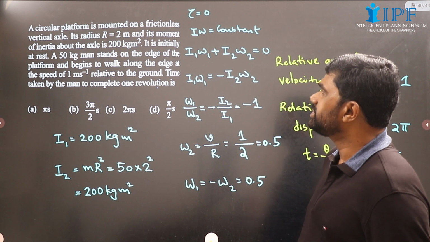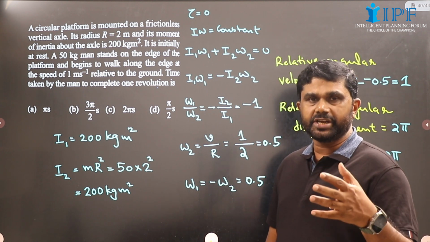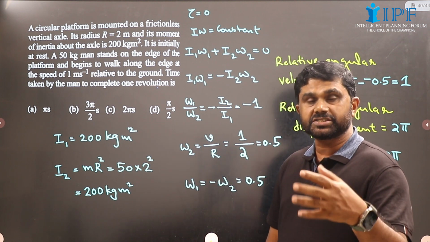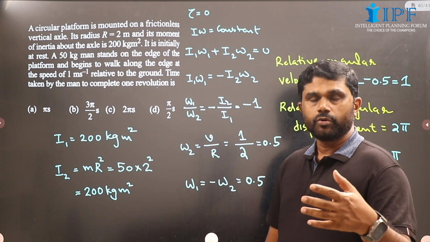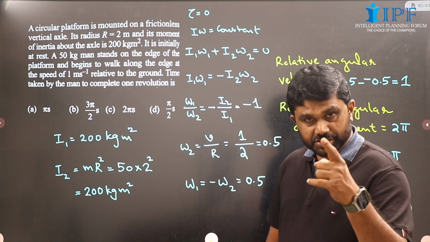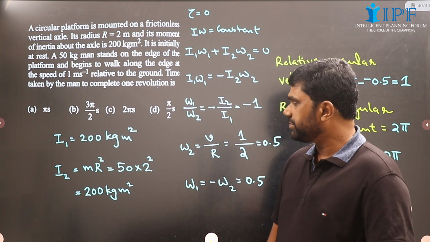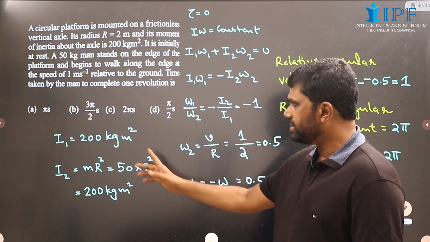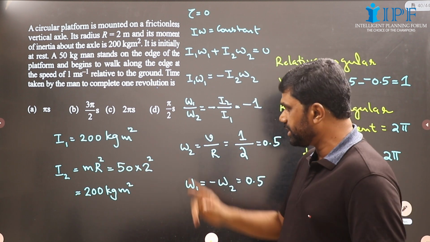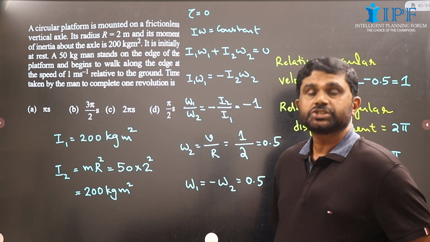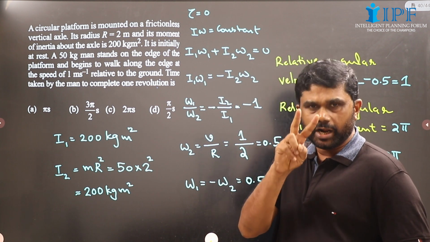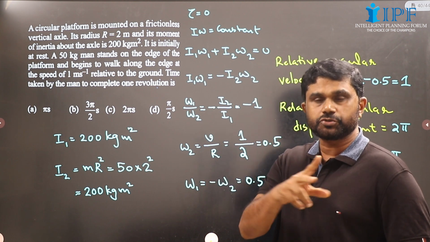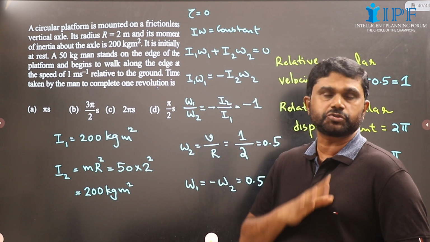Now consider the platform as one body, and its moment of inertia is 200 kilogram meter square. The man is the second body, which can be considered as a point object moving in a circle of radius 2 meter. So its moment of inertia will be mr square when considered as a point mass. Mass is 50 kilogram and radius or perpendicular distance from the axis is 2 meter. So it is also 200 kilogram meter square. So there are two bodies with equal moments of inertia. Moment of inertia of the platform is 200. Moment of inertia of the man is also 200.